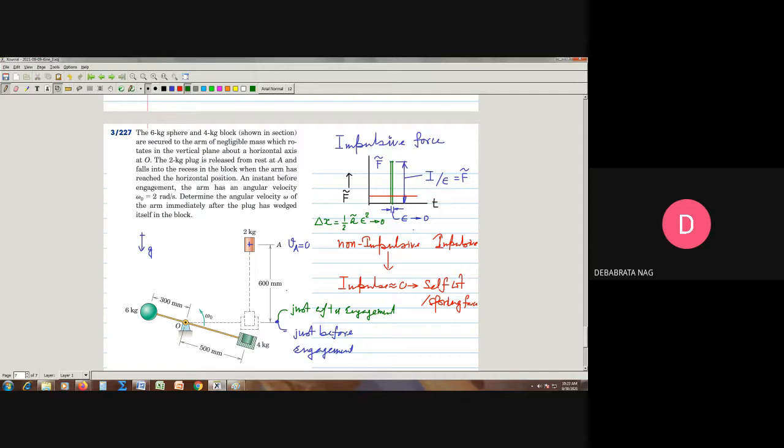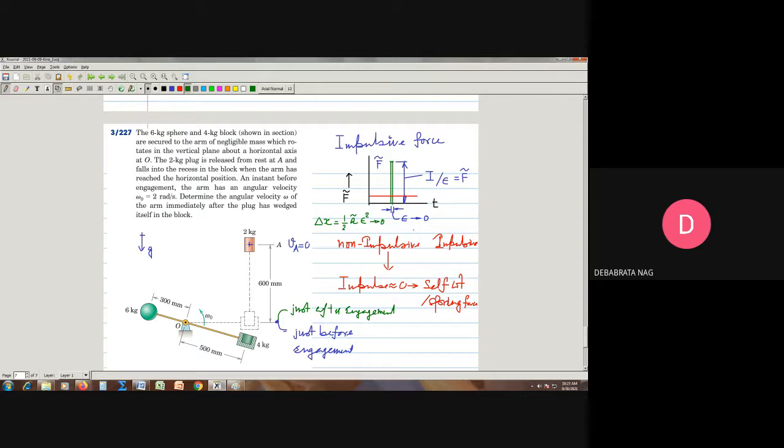So what we are asked in this question is to find the angular velocity omega of the arm immediately after the plug has wedged itself into the block. That means when this plug falls down by a distance of 600 millimeter, it reaches this horizontal position. At that same time, this entire assembly is rotating. Omega 0, the initial angular velocity of this system, is given to be 2 radian per second.